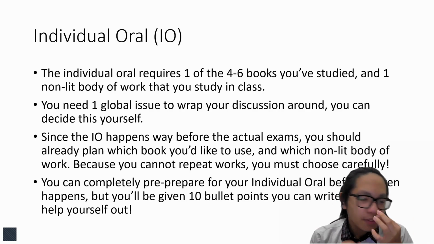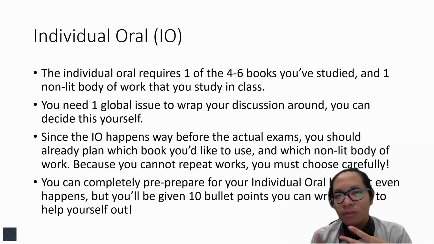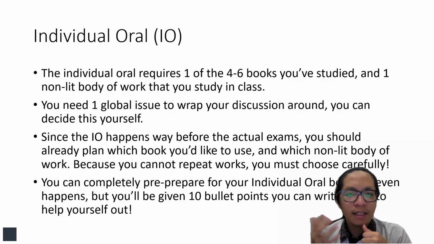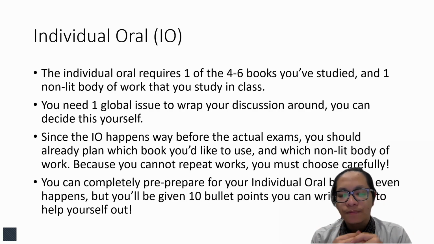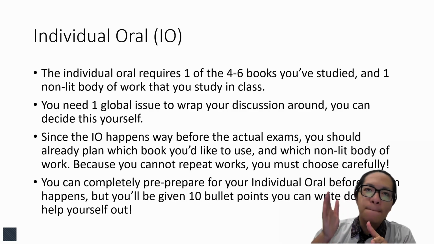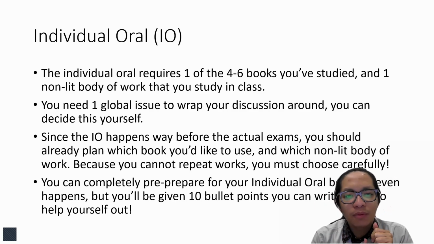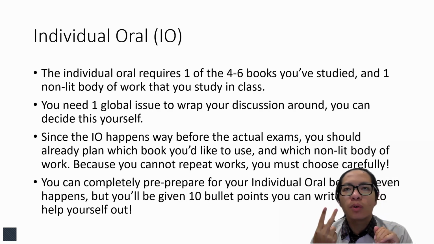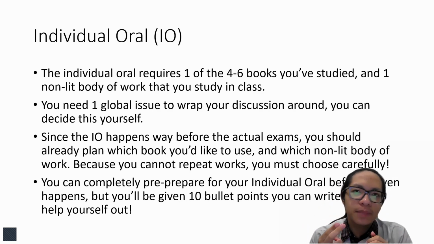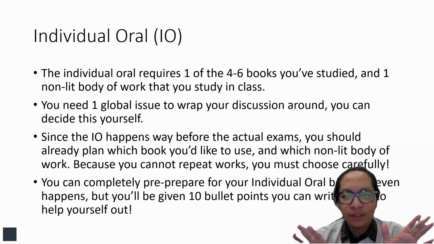So next, after you've gotten your two choices for your non-lit and your lit, you will need one global issue. Global issues, what are they? We'll discuss that later. You need one global issue and two works. The IO happens way before, almost 6 months before the actual IB exams for paper one, paper two. So if you could spend some time to prepare for the IO, amazing.